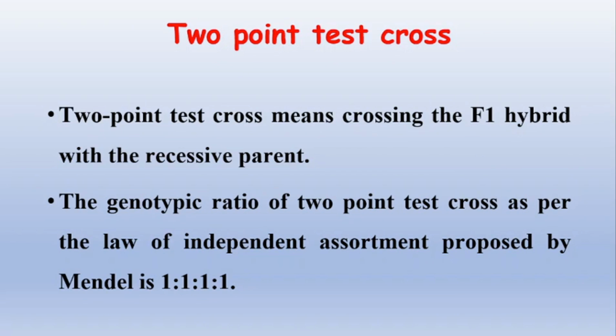Coming to the 2-point test cross. 2-point test cross is nothing but a cross between the F1 hybrid with the recessive parent. The genotypic ratio of 2-point test cross as per the law of independent assortment proposed by Mendel is 1:1:1:1.